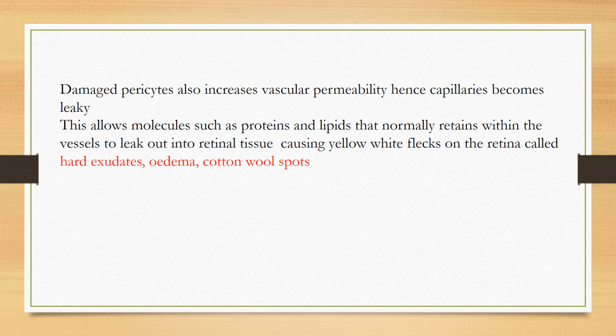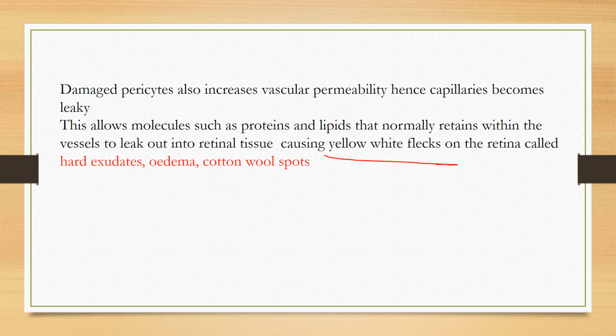retinal tissues. So just consider when the pericyte thins out, it acts like a sieve. Only the blood will be flowing in the blood vessels, whereas all these proteins and lipids will get out of the blood vessels and get deposited in the retina. This deposition will be seen as yellow color spots. These yellow color spots are named hard exudates, edema and cotton wool spots.